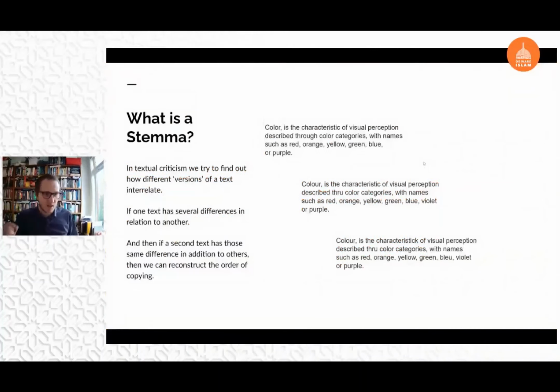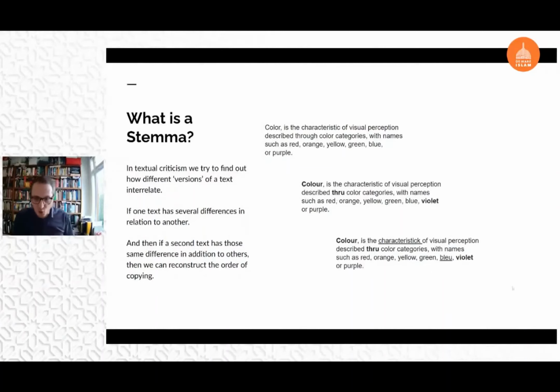What are stemmatics? In textual criticism, we try to find out how different versions of a text relate to one another. If one text has several differences in relation to another, and then if a second text has those same differences in addition to others, then we can reconstruct the order in which these manuscripts have been copied. So I have three almost the same texts here, but if we start looking at what the differences are, we see first, okay, here, this one changed the spelling, color and through, and violet was added over here.